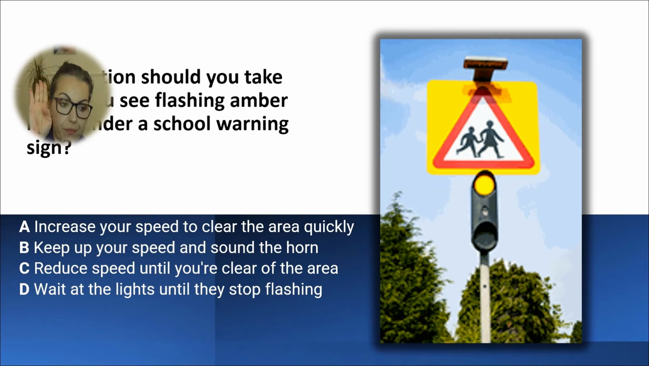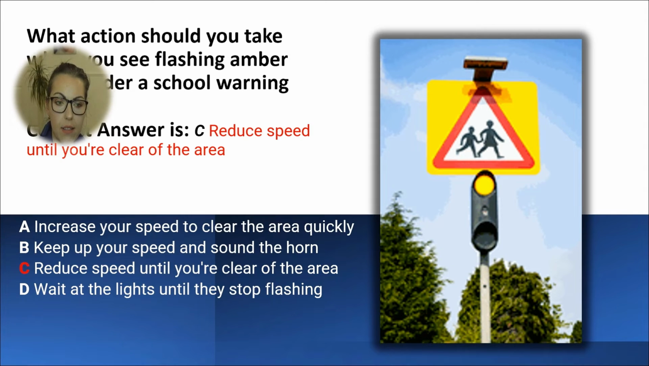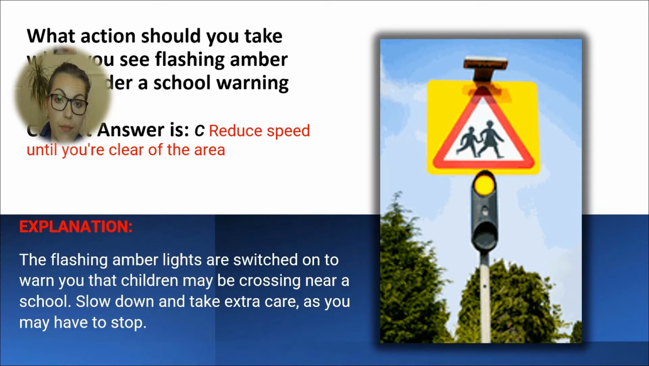5, 4, 3, 2, 1. The correct answer is C. Reduce speed until you are clear of the area. Explanation. The flashing amber lights are switched on to warn you that children may be crossing near a school. Slow down and take extra care as you may have to stop.